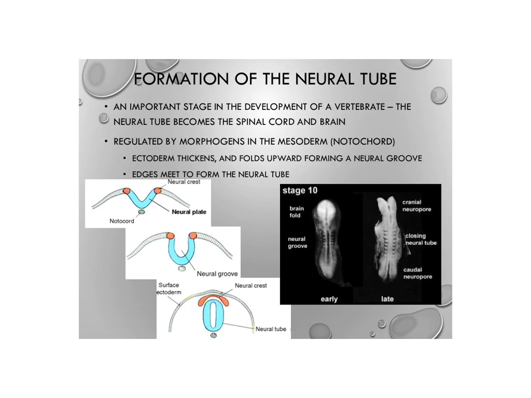So cells in the notochord actually release morphogens that cause thickening, first of all, in the ectoderm. So here we see some thickening and some folding due to release of morphogens from the notochord, and that's going to form something called the neural plate. Eventually it will fold upward, forming what's called the neural groove, and finally the edges meet and form the neural tube. Now this is occurring all along the embryo, so you can see it kind of happening here.